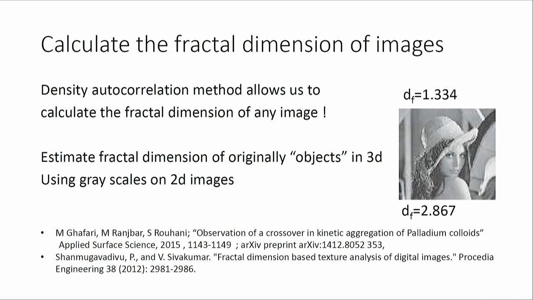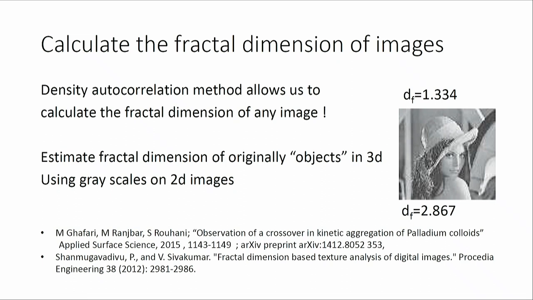That is, in this picture, for example, not all the grays are the gray colors of the original lady. Some of the grays are because some points are closer to the lens than others. So you can reconstruct a three-dimensional object and work out the three-dimensional fractal dimension. It's a terrible sentence, I'm sorry.